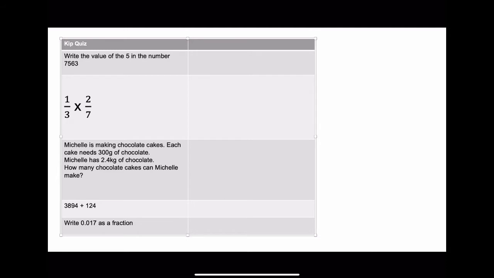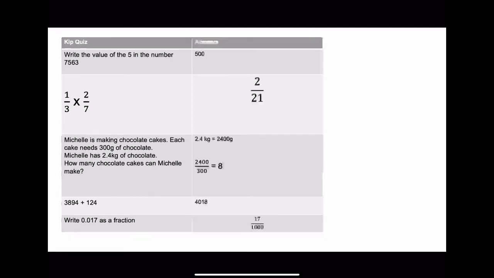Now mark your answers and work out your score as a percentage. Pause the video. One, two, three, show your teacher. Well done. Clean your boards and leave them with the pen on your desk. Pause the video until everyone has their books.